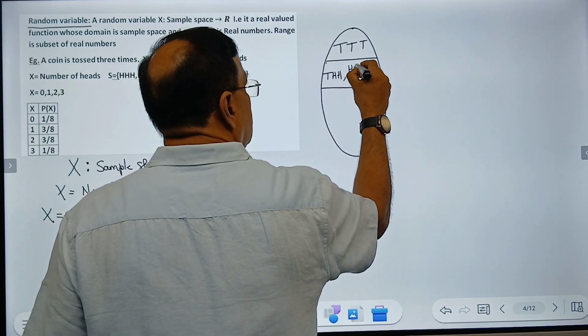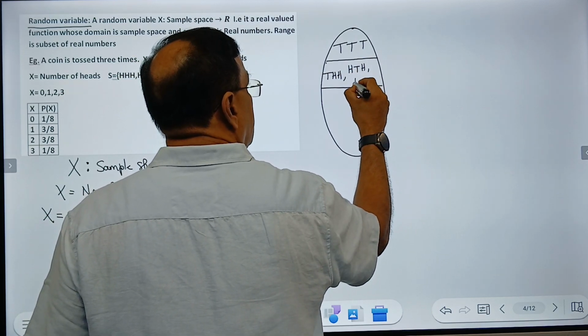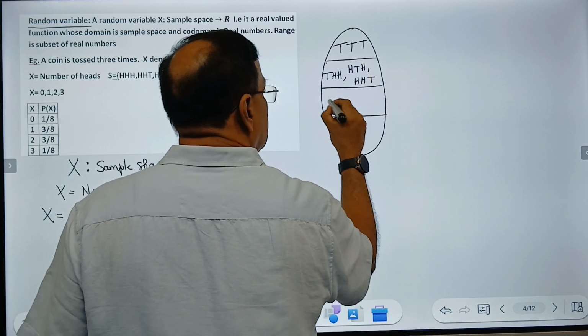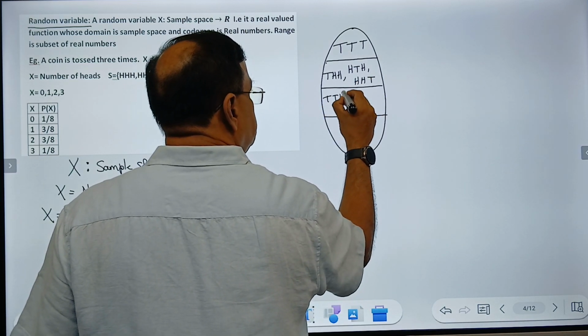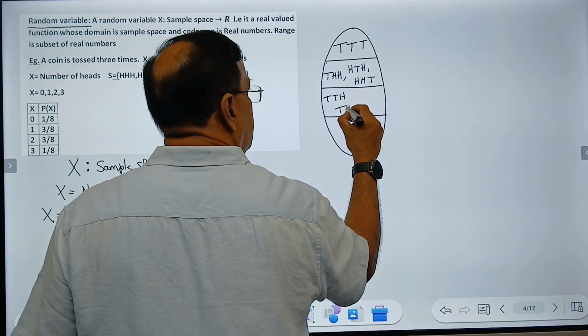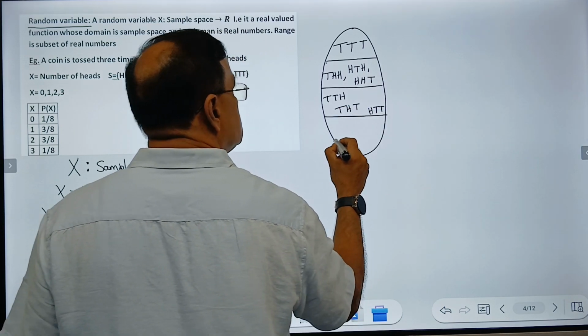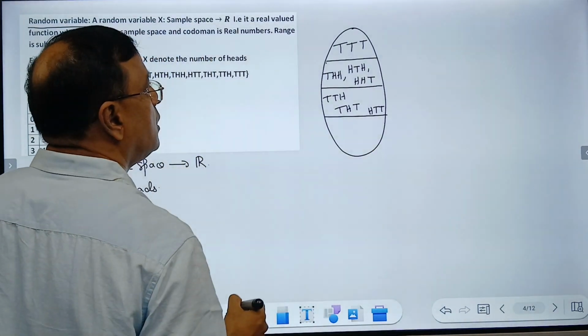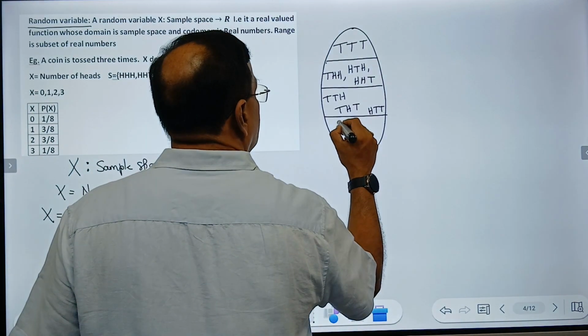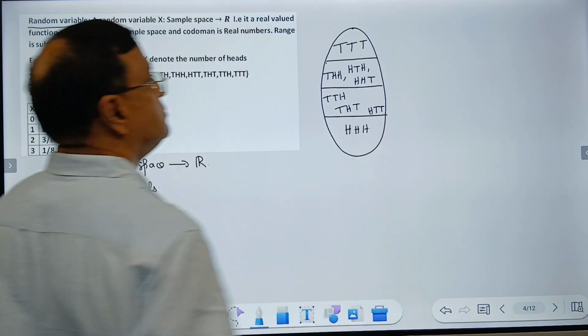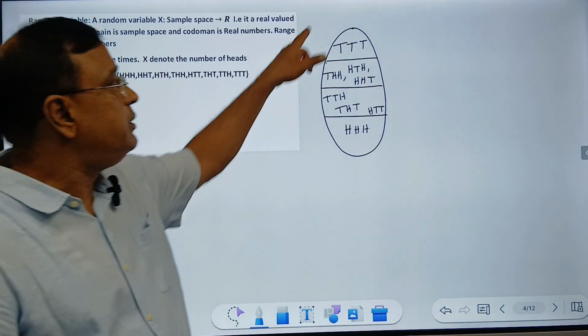Head, tail, head, head, head, tail. And the third block is 2 tails. Tail, head, tail, head, tail, tail. And the last block is all heads. Does this complete your sample space?